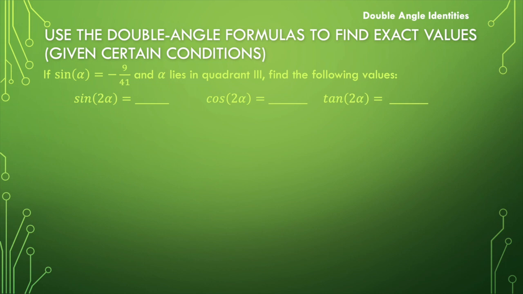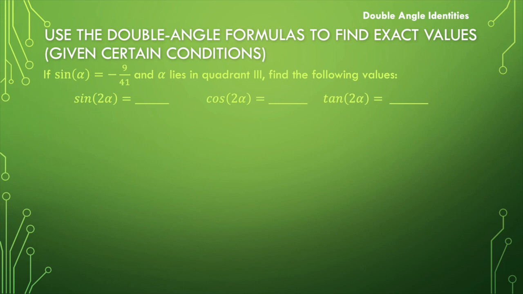In this video, we're going to look at something similar to the example we examined in the second video, but in this case, we are given not a right triangle, but the sine of a given angle and the location of that given angle. And then we want to find the three principal trig functions of twice that angle, or double that angle. So let's jump in and see what we can do here.